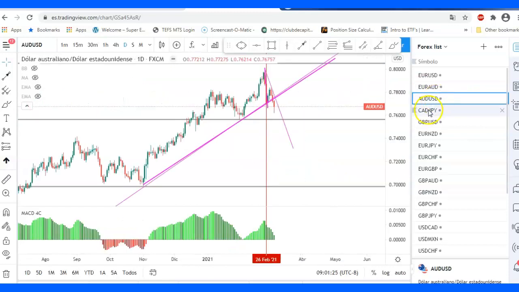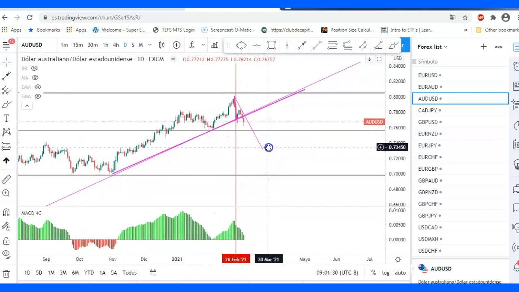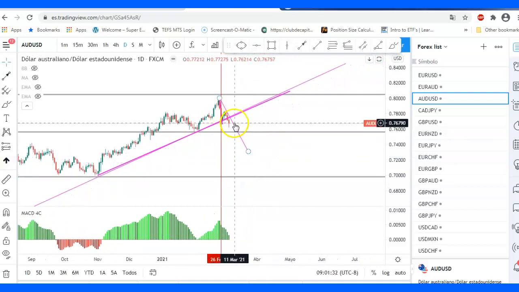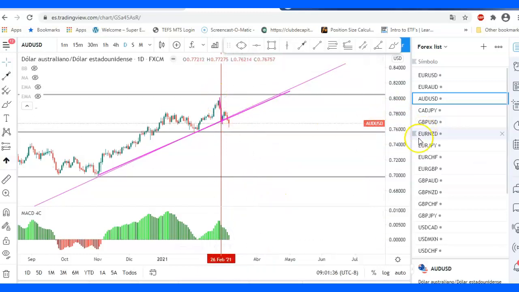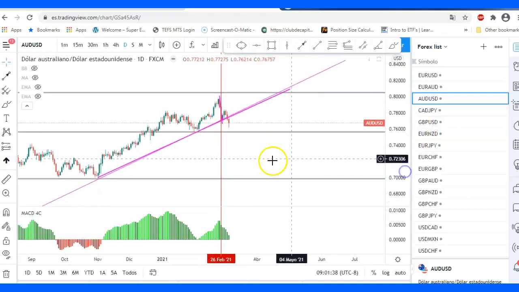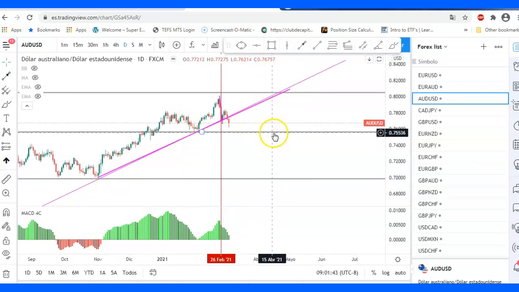Let's look at AUD USD. AUD USD, we are in this area over here. Let me get rid of this one so we don't get confused. Okay, so I got my zone right there, and then we have trend lines. Last week the market started breaking that trend line to the bottom.